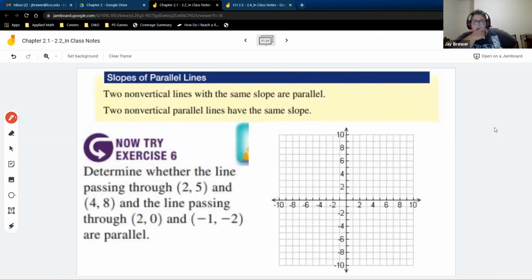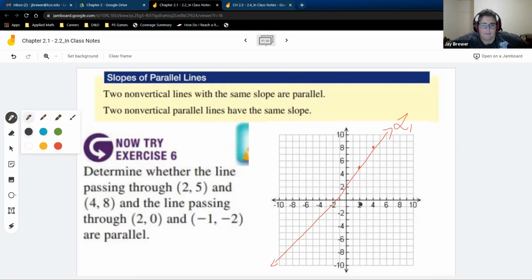All right. I think I was just going to show you real quick. It won't be pretty, but we'll go ahead and do it. So if we're going to have (2, 5) and then (4, 8), that's going to be one line. That's line 1. And then we also have (2, 0) and then (negative 1, negative 2).